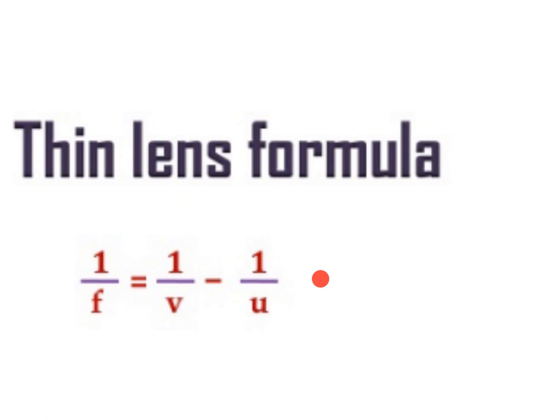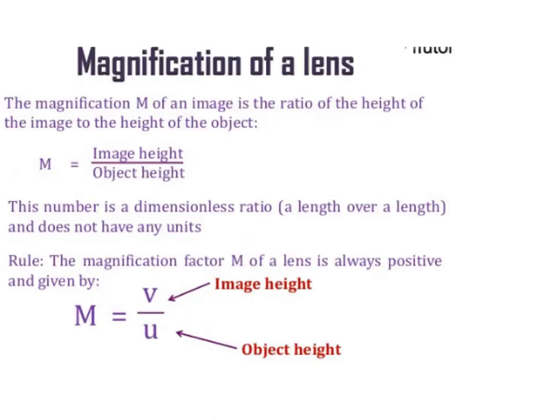In this lens formula also, f is the focal length, v is the image distance and u is the object distance. So the lens formula is 1 upon f is equal to 1 upon v minus 1 upon u, where v is the image distance, u is the object distance and f is the focal length. Then magnification of a lens.